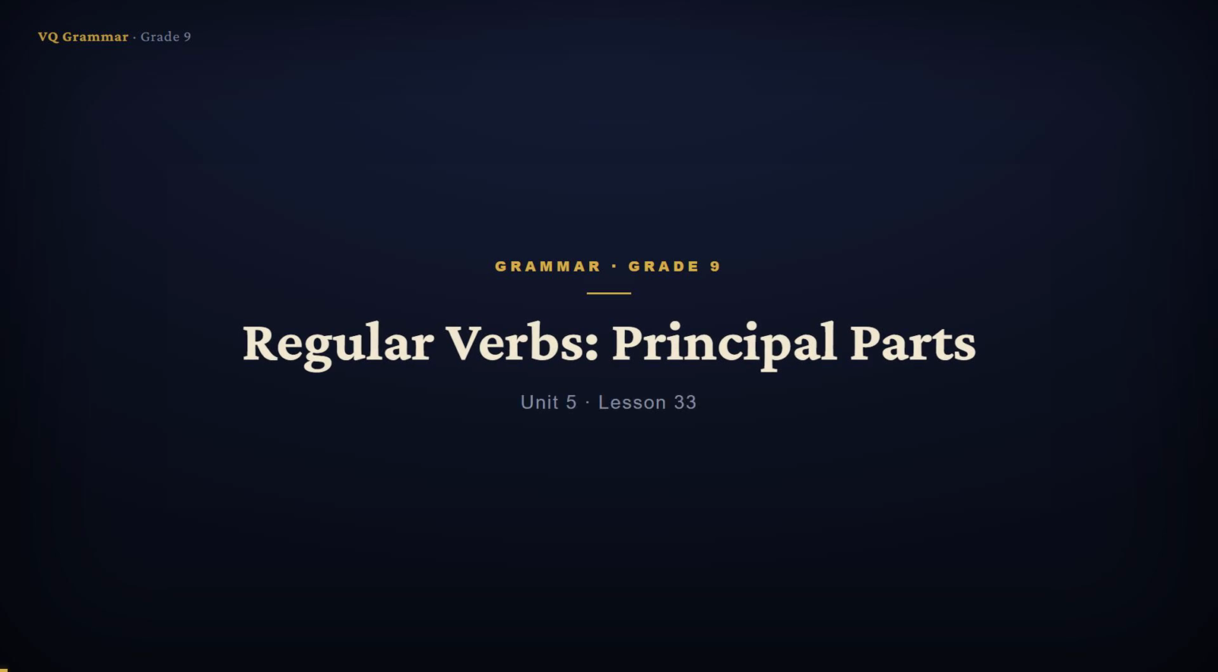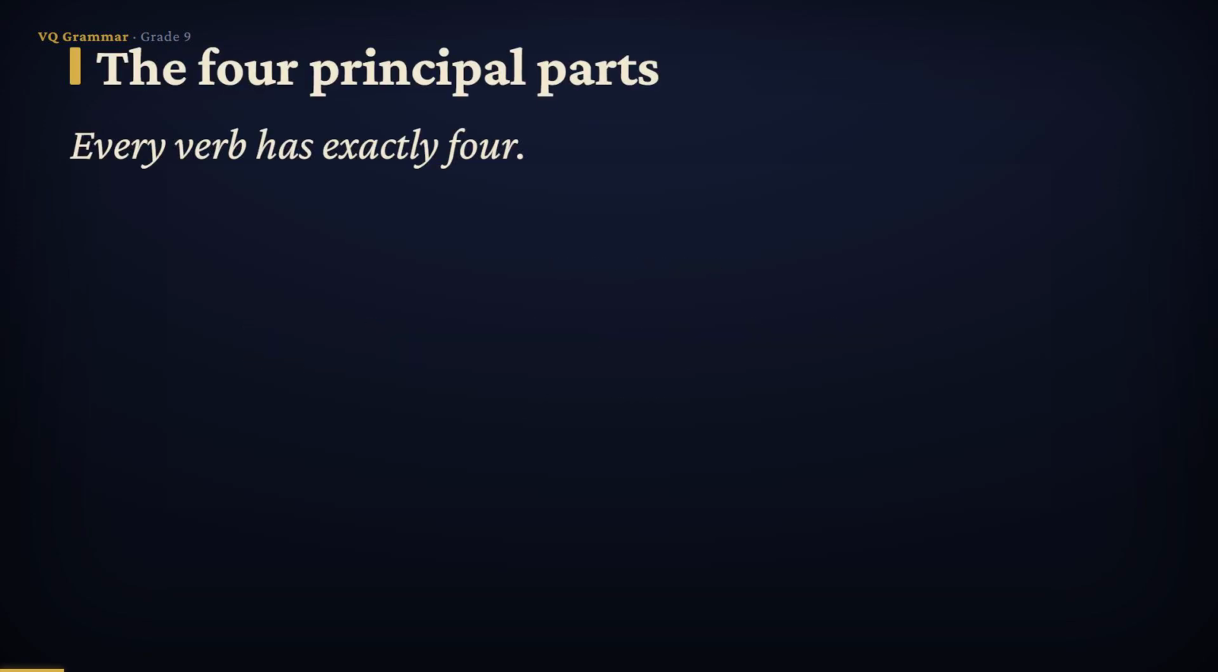This is Unit 5, Lesson 33, and today we're looking at the building blocks of every verb, its principal parts. Every verb you use has 4 of them, and once you know how they work, you can build any tense you want. We'll focus on regular verbs, the dependable ones that follow a simple, predictable pattern. Let's dig in. Let's start with the big picture.